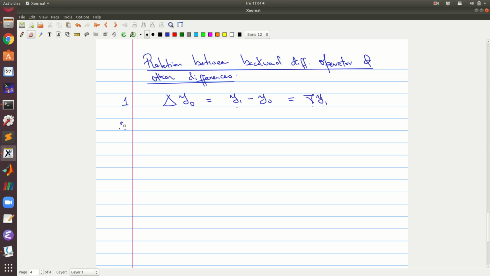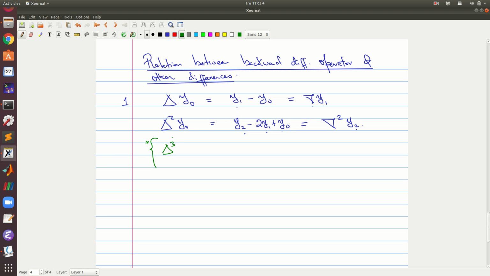Okay, so in a similar way we already saw that the second forward difference at y0 is given by y2 minus 2y1 plus y0. However, we have again seen that this is the same as the second backward difference evaluated at y2. You can flip back in the notes and verify that we derived this and we found it to be this.